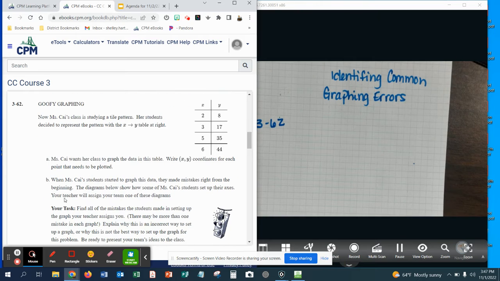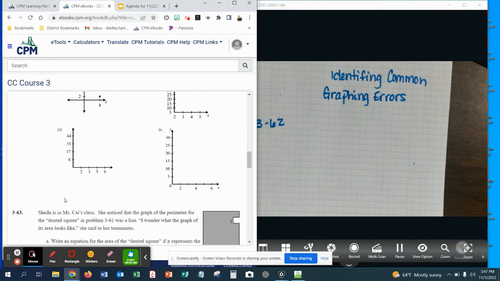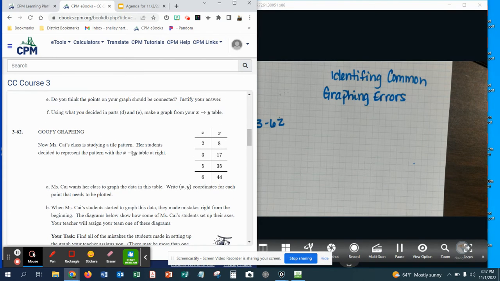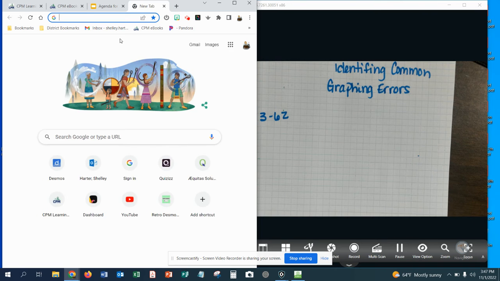Ms. Kai is studying the tile pattern. Her students decided to represent it in an X and Y table, as Ms. Kai wants her class to graph the data for each point that needs to be plotted. So if you look at this X and Y pattern, we can graph it here, or we're going to go into Desmos really quick and make it easy on ourselves.